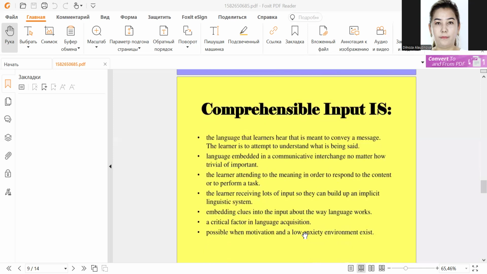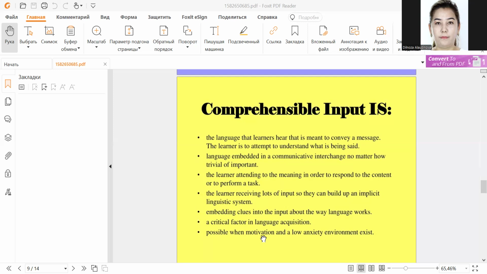Comprehensible input is the language that learners hear that is meant to convey a message. The learner attempts to understand what's being said. Language embedded in a communicative interchange, no matter how trivial or important. The learner attends to the meaning in order to respond to the content or to perform a task. The learner receives lots of input so they can build up an implicit linguistic system. Embedding clues into the input about the way language works is a critical factor in language acquisition.